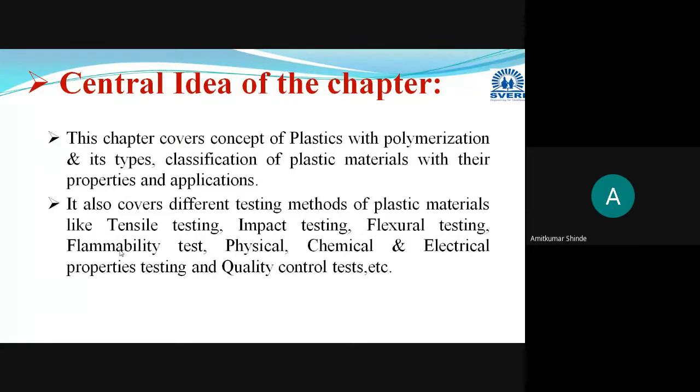Different testing methods. I have mentioned some testing methods here: tensile testing, impact testing, structural testing, and flammability test. Then we are going to test their physical, chemical, and electrical properties, and we are going to check their quality also. Okay, so this is the central idea for this chapter.